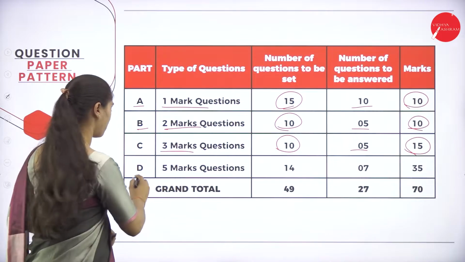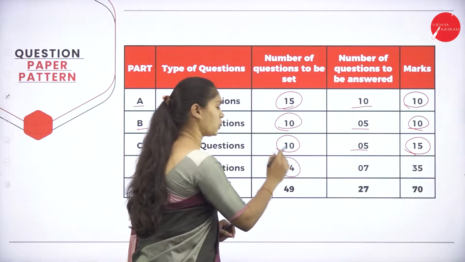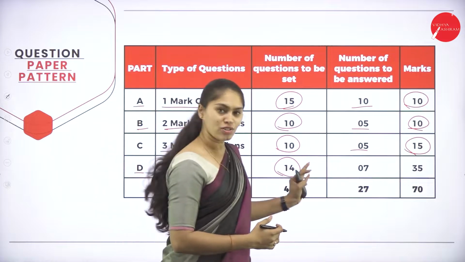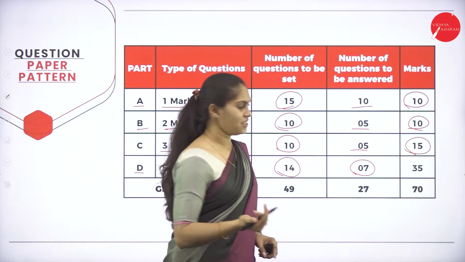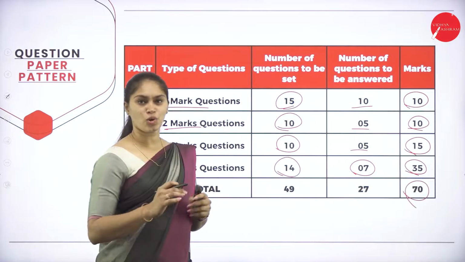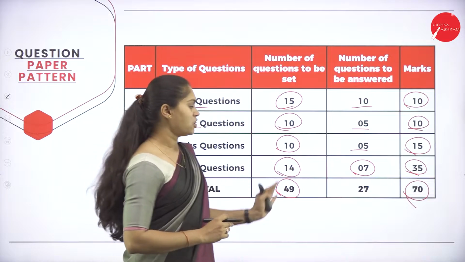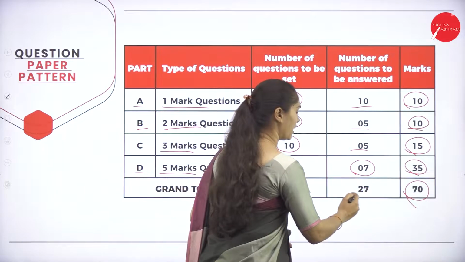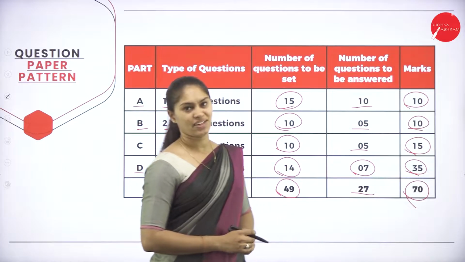Next we have part D, that is 5 marks questions. In this, totally 14 questions will be given. Out of 14, you have to answer any 7. 7 into 5, that is 35 marks. So totally there will be 49 questions in the second PUC's model paper, and you need to answer only 27. That will help you get 70 marks.